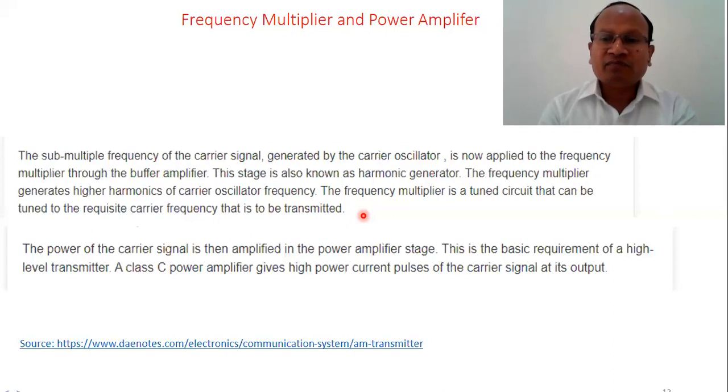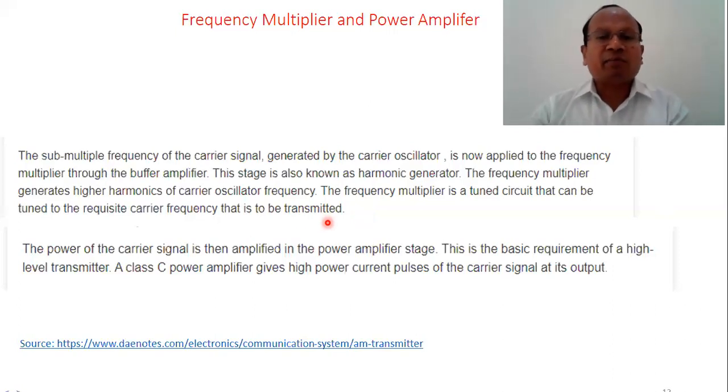Because what we want is to provide a particular frequency of high value. That will be provided by the frequency multiplier. Next stage, the power amplification. The power level of the carrier has to be magnified, and therefore a power amplifier is a basic requirement of a high level transmitter.